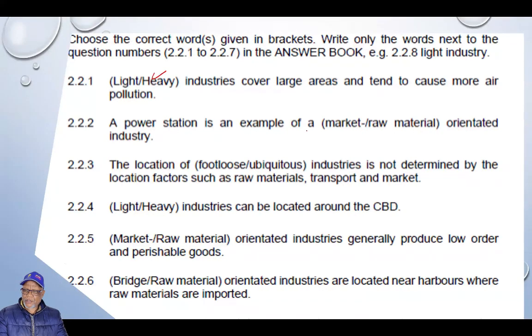A power station is an example of a market or raw material orientated industry? A power station is a power station. There is no market there. So it is raw material orientated.